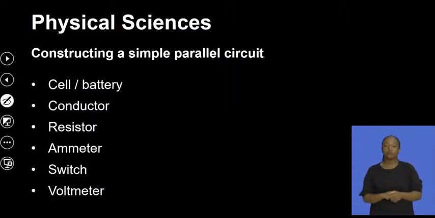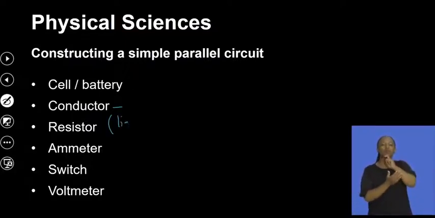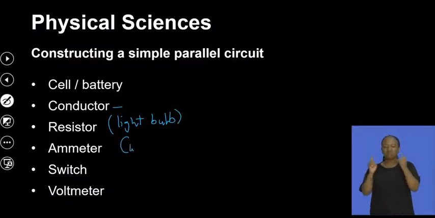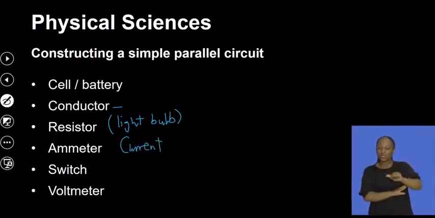So how do we construct a simple parallel circuit? What is it that we need? We need a battery, which is the energy source, or a cell, whatever the case may be. We need a conducting material, in terms of physical properties, materials that allow charge to flow through them. A resistor, which in this case could be a light bulb, because it's a perfect example of a resistor in a circuit. We need an ammeter for measuring current, to know how much charge passes through a point per second. We need a switch to complete or break the circuit, and then we also need a voltmeter to measure potential difference across a component.